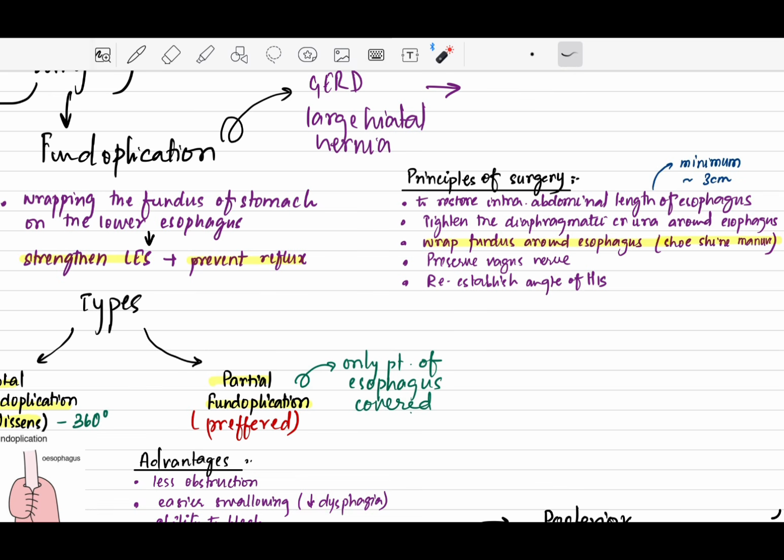and the minimum length should be 3 cm. We need to tighten the diaphragmatic crura around the esophagus to accentuate the lower esophageal sphincter even more. To wrap the fundus around the esophagus is actually the meaning of fundoplication. This is also known as a shoe shine maneuver. We have to preserve the vagus nerve and we have to reestablish the angle of His.